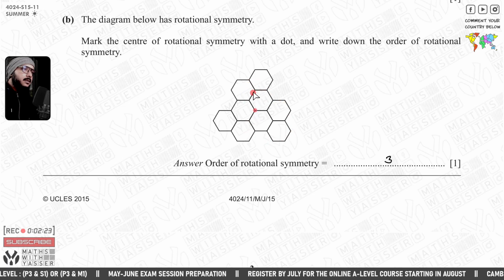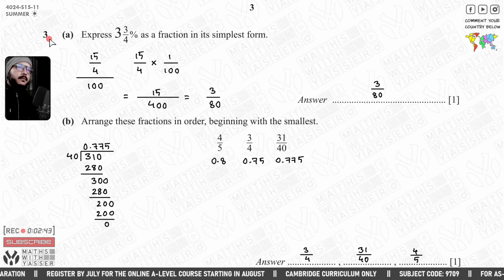So if these 3 hexagons are rotated 120 degrees, it comes over here and then it comes over here. Meaning that the image will repeat itself after every 120 degrees. So 360 divided by 120 is 3.